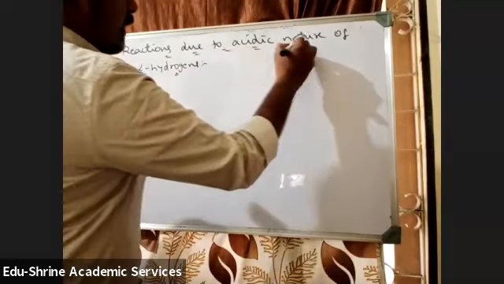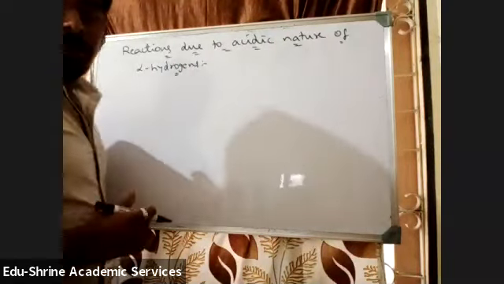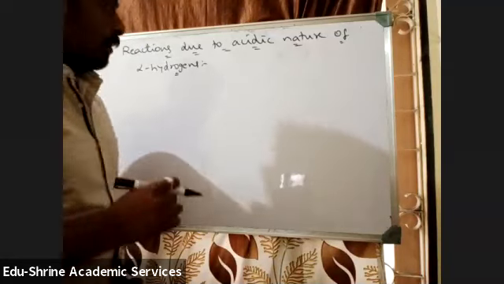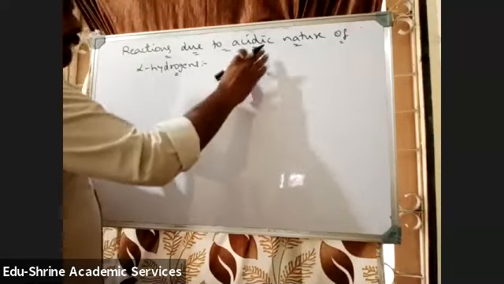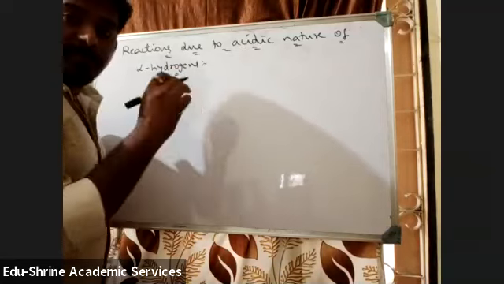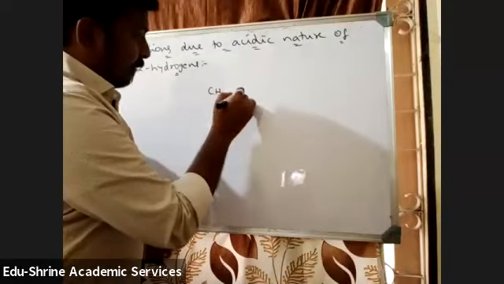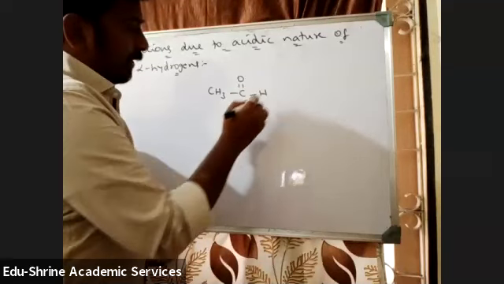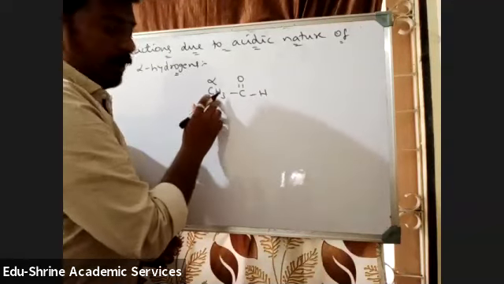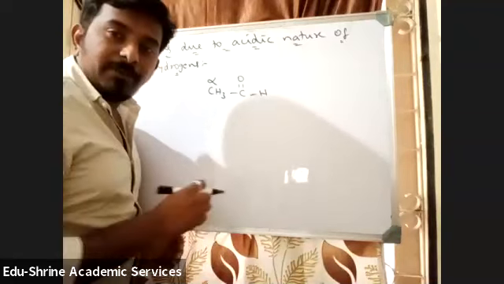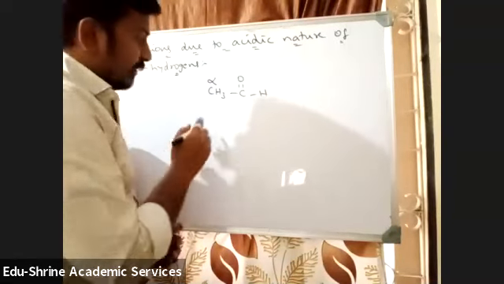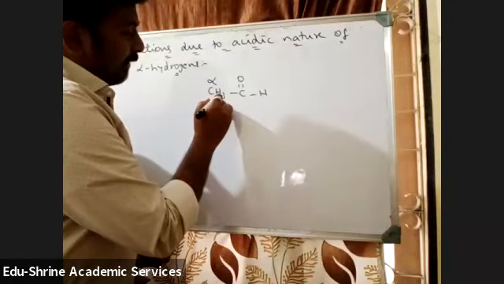Reactions due to acidic nature of alpha hydrogens. Alpha hydrogens means hydrogens which are attached to the alpha carbon atom. For example, if I take CH3, C double bond OH, this is the alpha carbon atom. The hydrogens attached to the alpha carbon atom are called alpha hydrogens. I am telling these hydrogens are acidic.